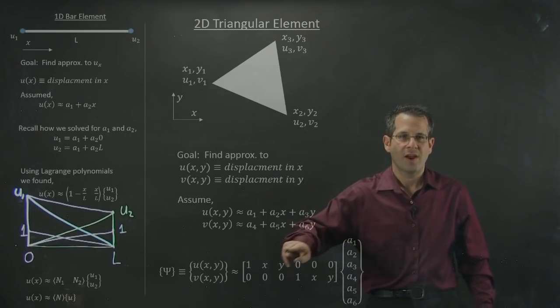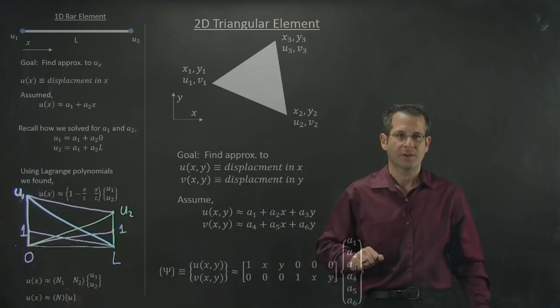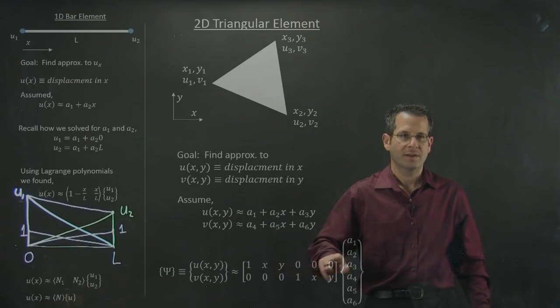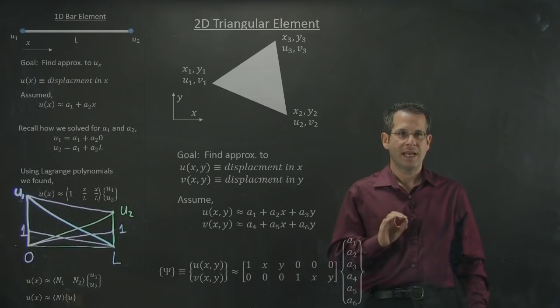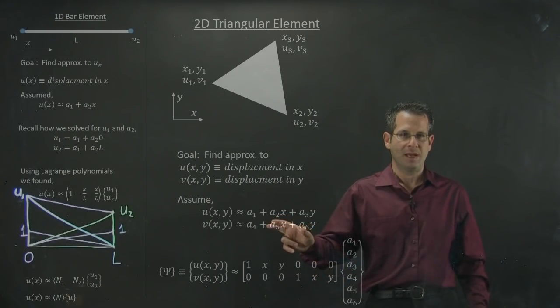I can rewrite these 2 equations here in a matrix vector form, [1 x y 0 0 0; 0 0 0 1 x y] times my unknown coefficients. Take a moment to recognize that this system is the same as this system here.